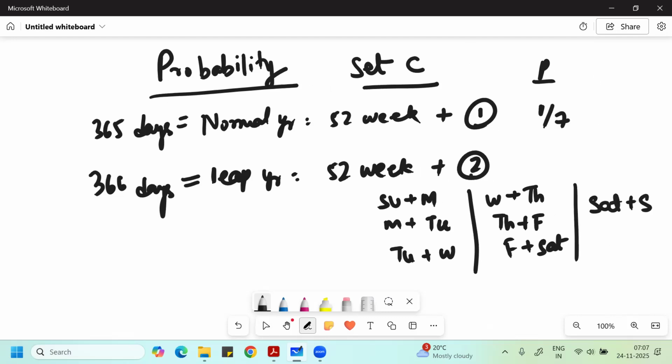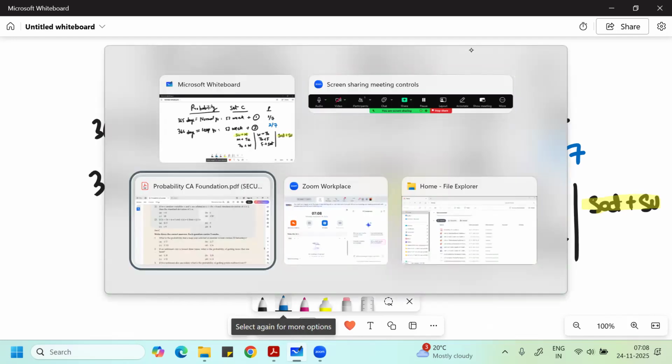So what do you want? You want 53 Sundays. For 53 Sundays, what is the favorable case? The 2 extra days should be either Saturday-Sunday or Sunday-Monday. And how many cases are there in total? There are 7 cases. So the probability that a leap year has 53 Sundays is 2 by 7. You can remember this: for a normal year, the probability of 53 Sundays is 1 by 7, and for a leap year it is 2 by 7. It's a very common question that comes in many exams.